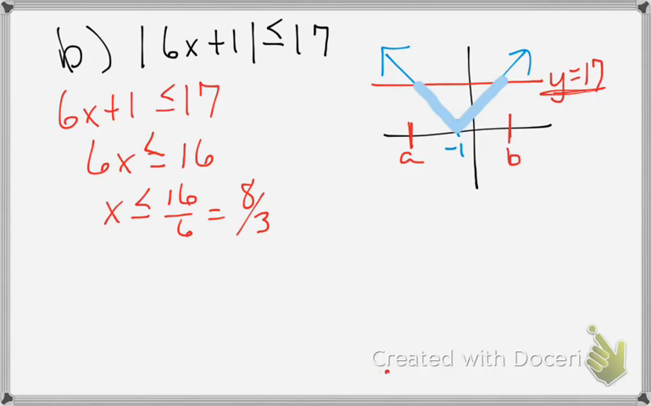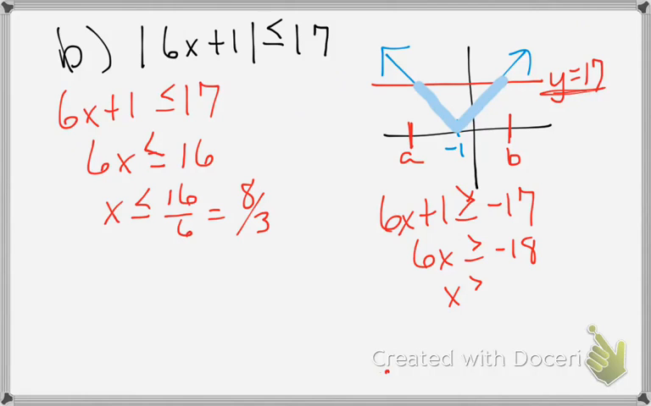Now when I go to solve my second half, I'm going to have 6x plus 1 is now greater than or equal to negative 17. So just like on the previous example, I still must change the direction of my inequality when working through the second half. So that's going to give me 6x is greater than or equal to negative 18, or x is greater than or equal to negative 3. So what that's going to tell me, I can kind of see that this would be negative 3, and this would probably be whatever the 8 over 3 is, so 2 2/3.